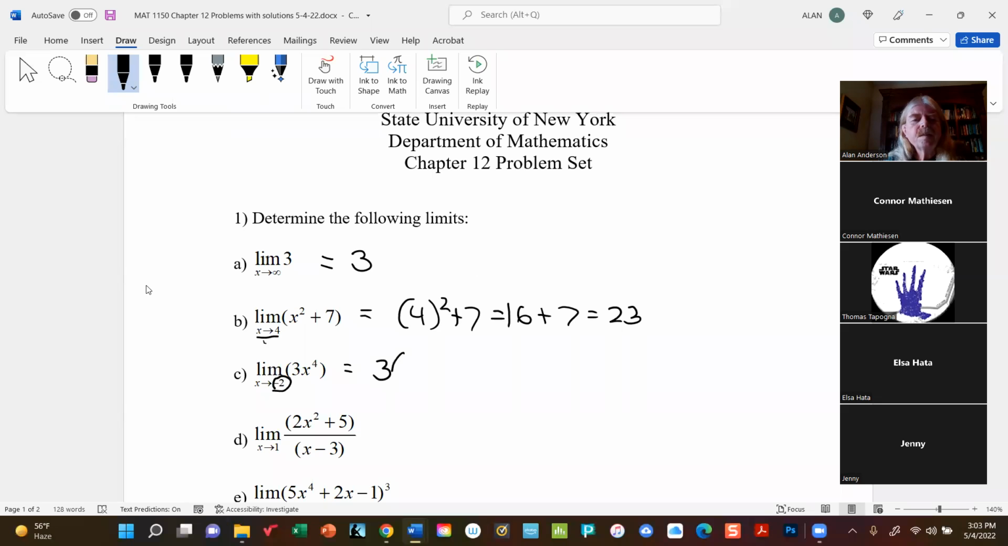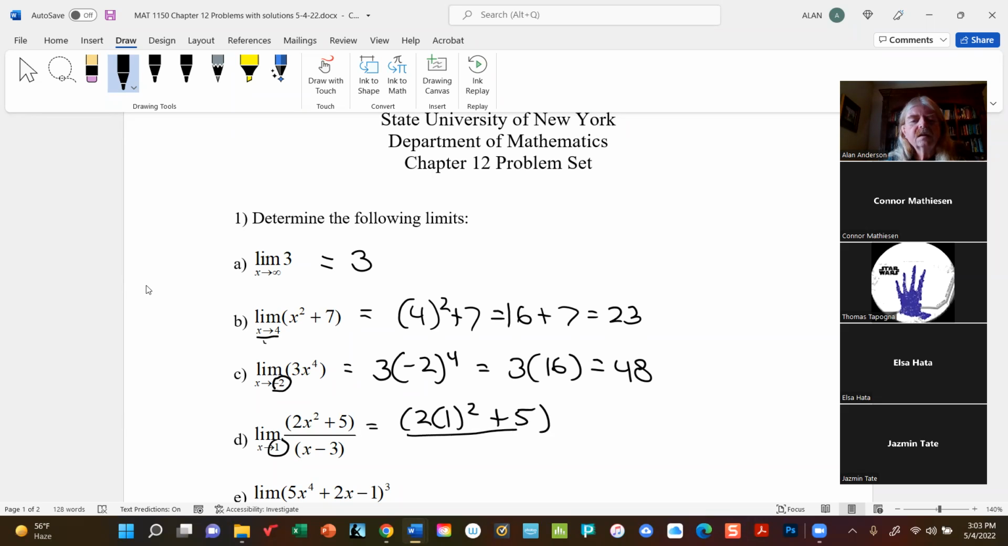We're going to plug in -2 for x. So -2 to the 4th power is positive 16. And so this one is simply 48. Okay. Now here, we're replacing all the x's with 1. So we simply have 2 times 1 squared plus 5 divided by 1 minus 3. So we have 2 plus 5 over -2.